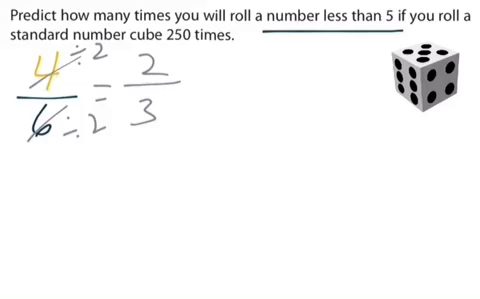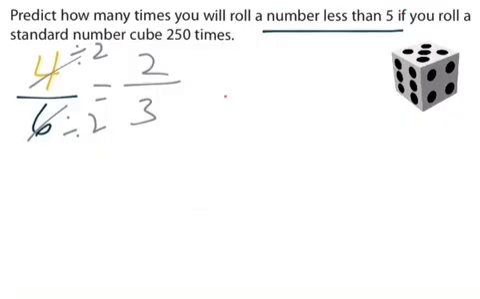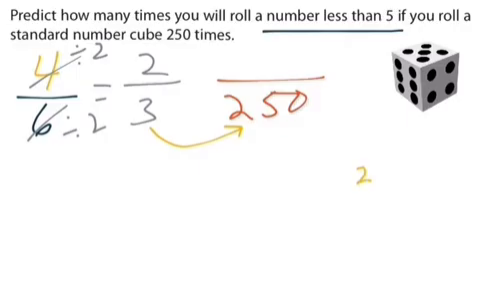And so now, if we rolled this thing 250 times, step B, find the relationship between the single event and the predicted number of events. Well, if we predicted 250 rolls, what is the relationship between 3 and 250? Let's see. Might not be even right here. If we can't find something easy, I'll just divide it. 3 does not go into 2. 3 goes into 25 8 times. You get 24.